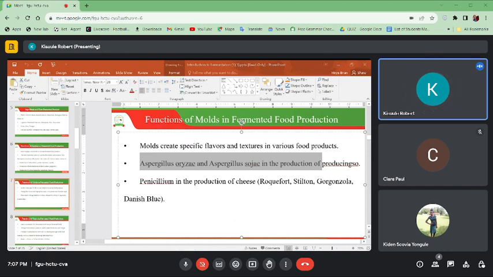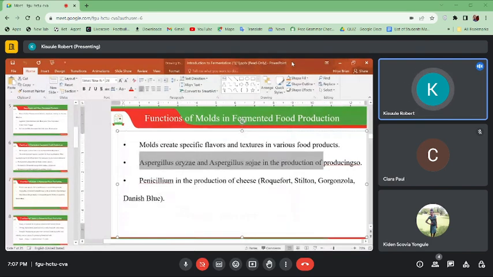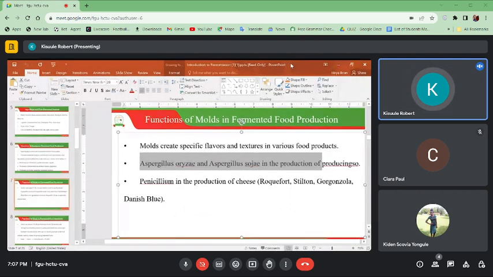However, we understand that these molds also help us with penicillium. Penicillium is required in the production of cheese, such as Stilton, Gorgonzola, and also Danish Blue. Really, we understand that most of these will help us in forming those.